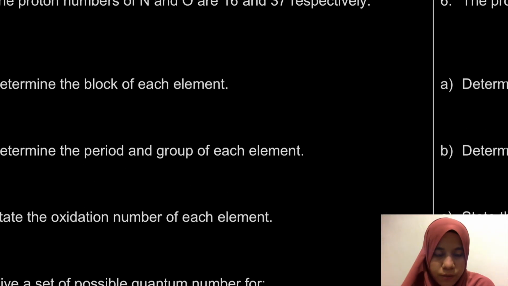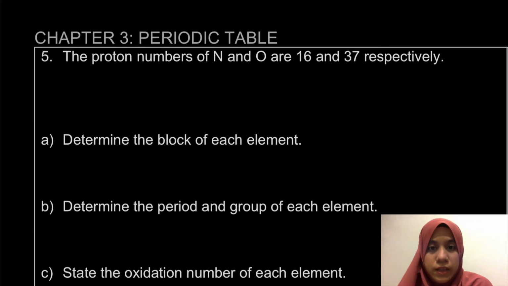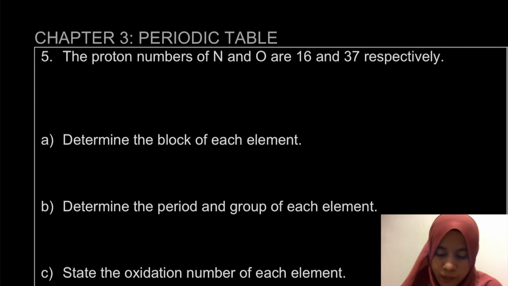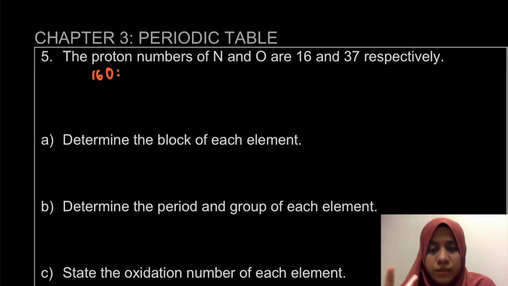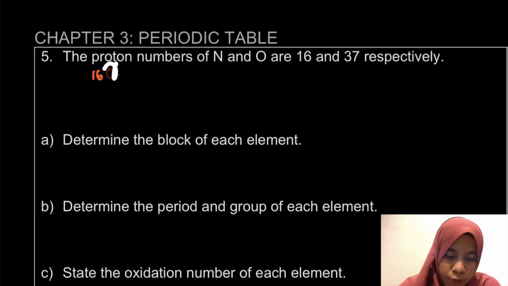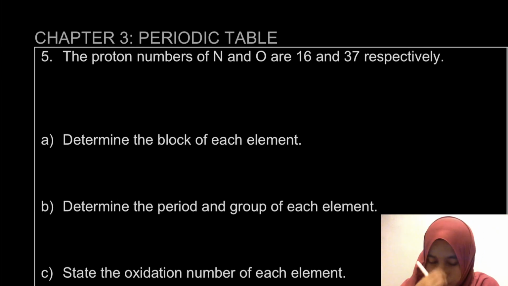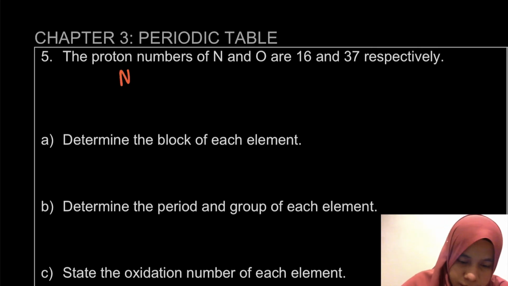The proton numbers of N and O are 16 and 37 respectively. Okay, so determine the block of each element, determine the period and group. So first thing first, what we're going to do is actually write down our electronic configuration. Okay, so for the electronic configuration, 16. It's not oxygen. Ni bukan nitrogen and oxygen, ni kiranya unknown atom lah. So N ni here is actually 16.